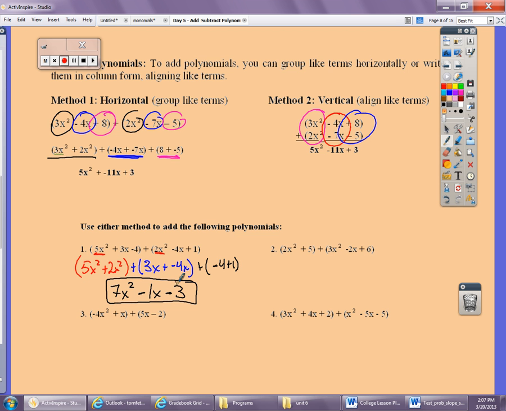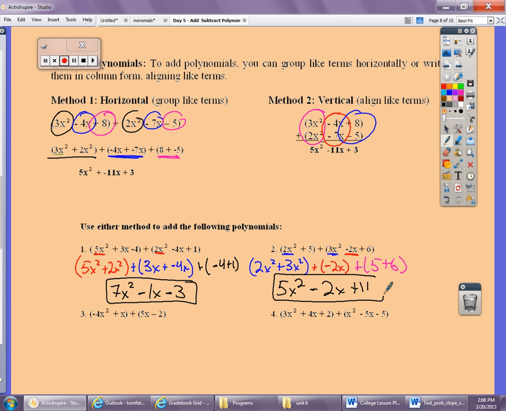So number 2, I'm going to put my like terms together. So I have my x squared, so I have 2x squared plus 3x squared. Now I have a number here, but I have my x right here. So I'm just going to write my x. So I'm going to have my x squared, then my x's, and then finally I'm going to have my numbers. So I'm going to have 5 plus 6. Then we simplify everything. 2x squared plus 3x squared is 5x squared. Just gives us negative 2x, and 5 plus 6 is 11. We put our x squared together, our x's, and then our numbers.